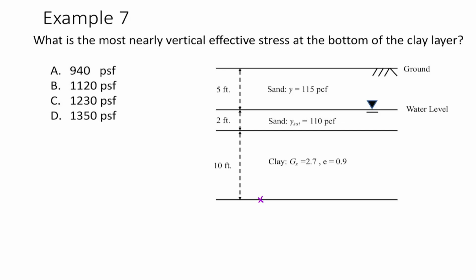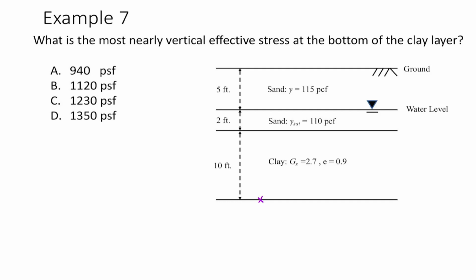Let's look at example number 7. A little bit of a change of gear. We did two cell classification problems. This one is about the vertical effective stress. So the question is asking for the vertical effective stress at the bottom of the clay layer.